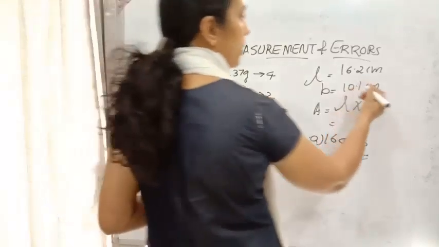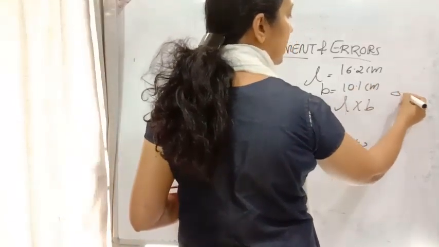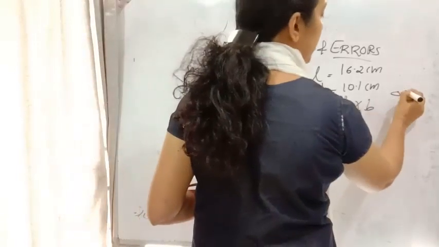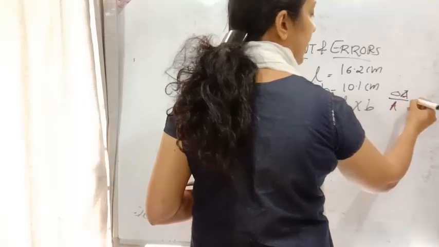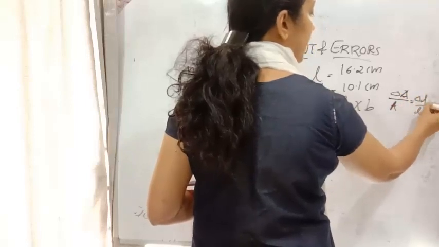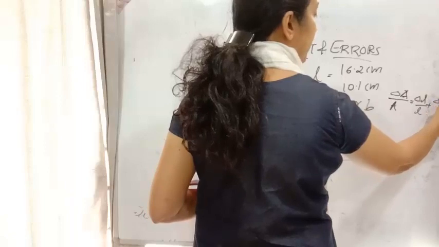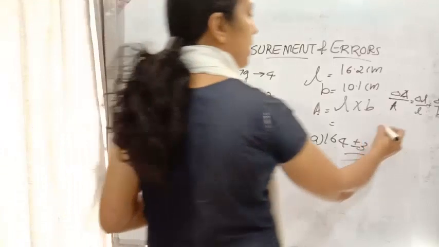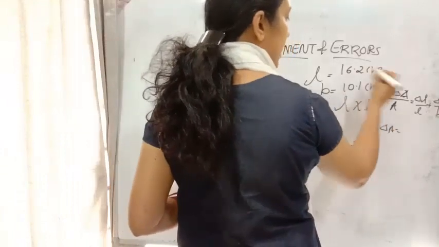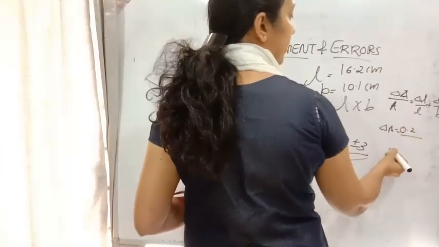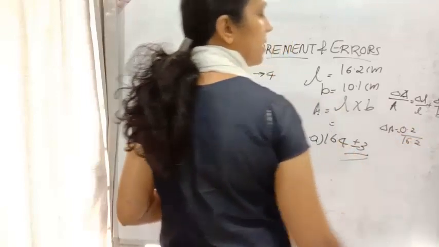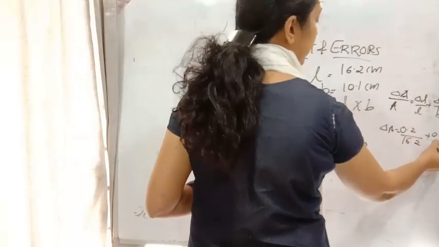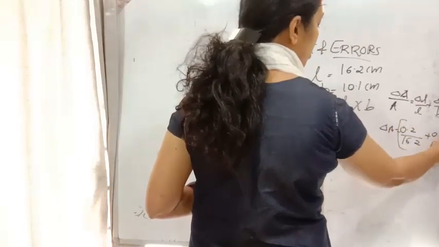Error, how can we find it here? Since it is multiplication, we should consider the relative error. Delta A by A will be equal to delta L by L plus delta B by B. We should add the relative errors. So here delta A will be equal to, what is delta L here? 0.2 divided by original length 16.2, plus the error 0.1 divided by 10.1, into area.